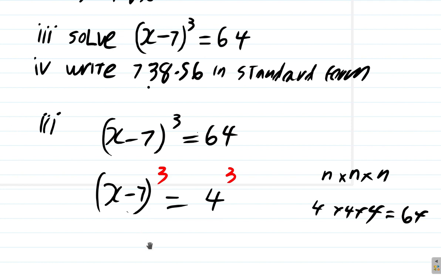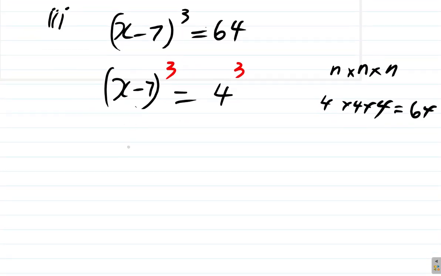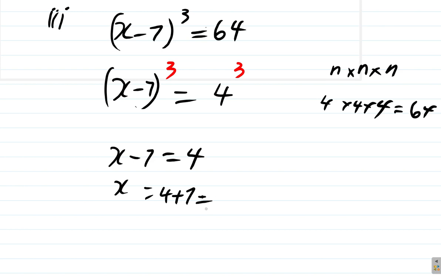So, what you're going to do here now, you say x minus 7 is equal to 4. Add 7 to both sides. X is equal to 4 plus 7. What is 4 plus 7 equal to? Is equal to 11. So x is equal to 11.